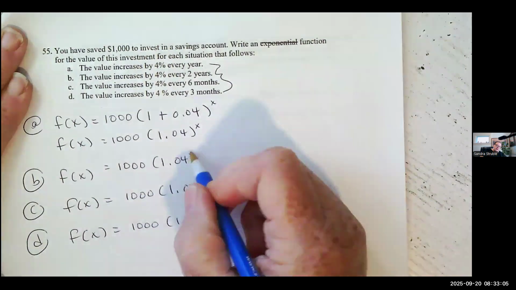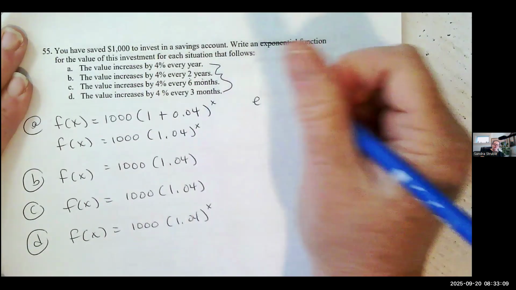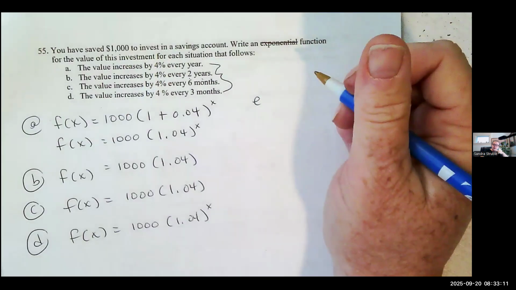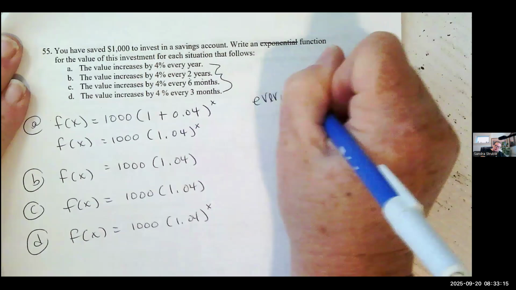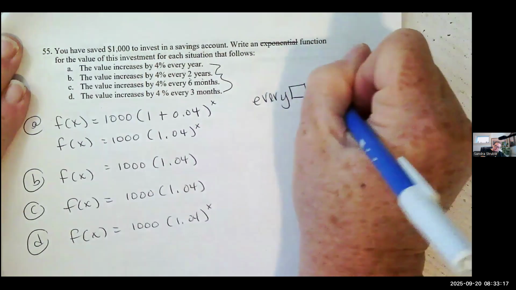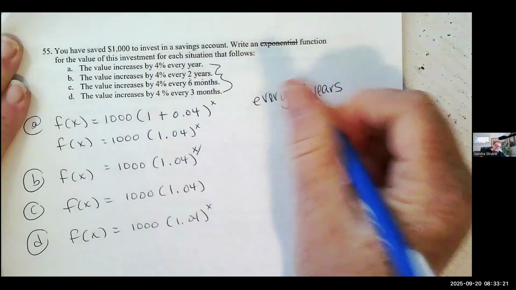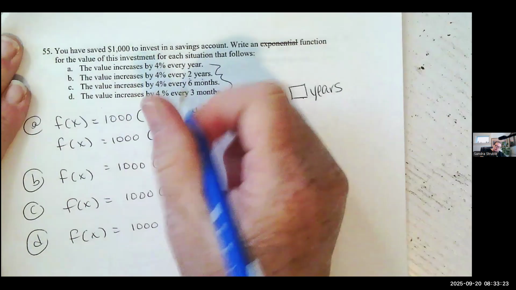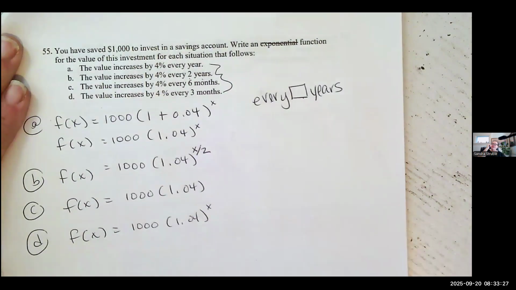All right, for B, every 2 years. Now, I told you, please make sure you have that in your wheelhouse on your note card, whatever, if you don't know it. If it's every blank years, you're going to put x divided by blank. And in this case, it's 2. Everything else will happen within a year. So you just need to know what that is.